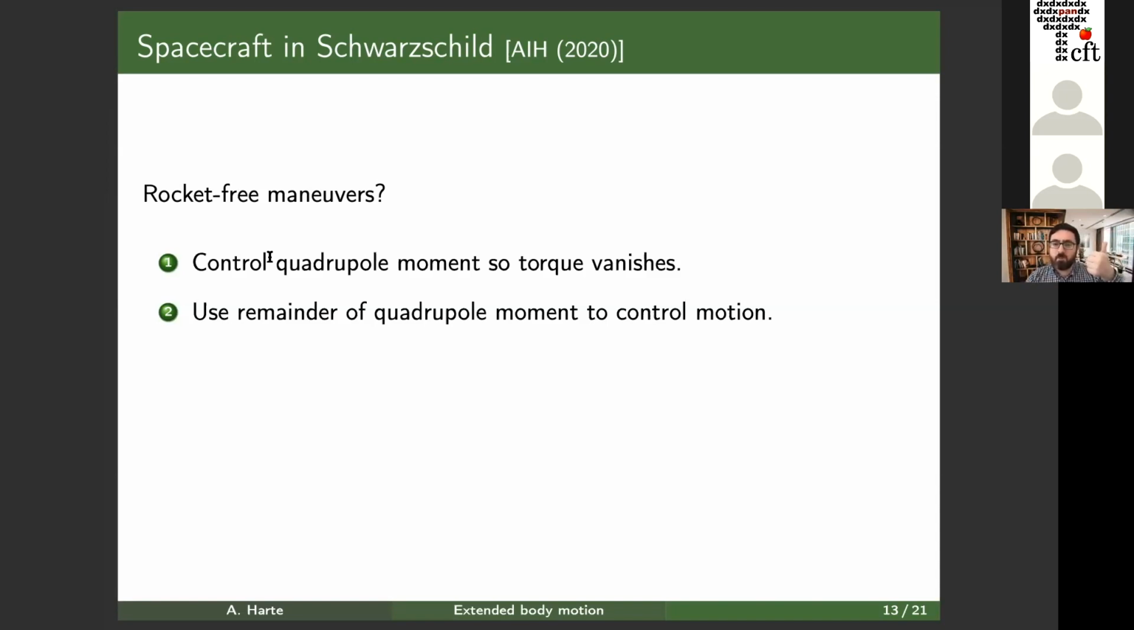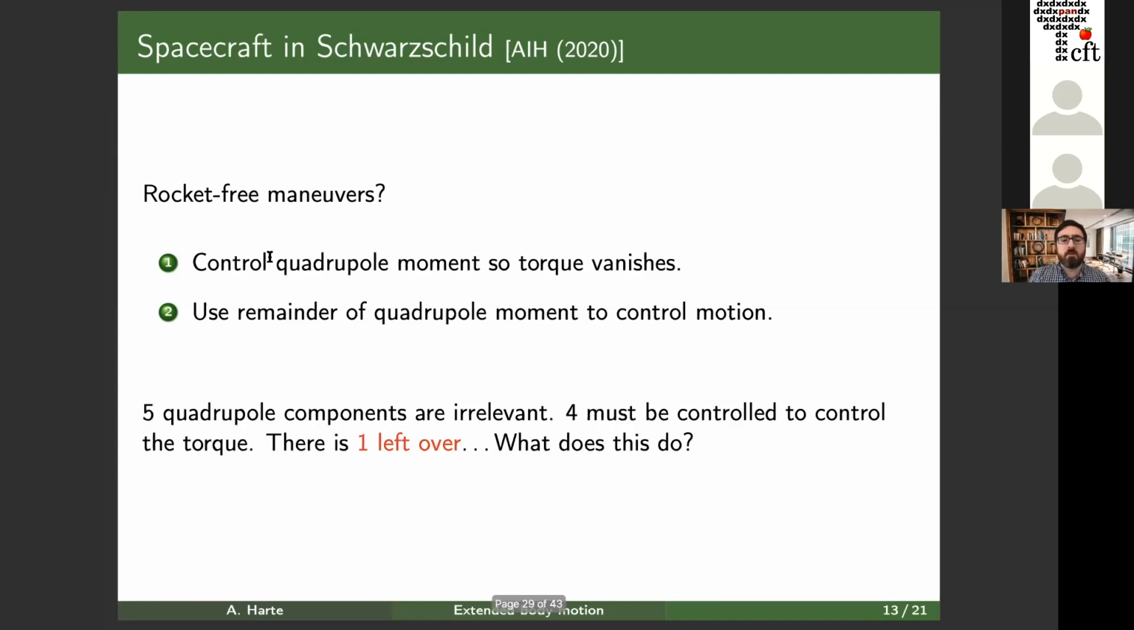So that's step 1. And step 2 is, all right, if you have any freedom remaining to still manipulate your shape, use that to control your motion. All right, this is possible. So I said you start with 10 quadrupole components. It turns out that 5 are irrelevant. You need to control 4 of them to fix the torque. And so now you have 10 minus 9, you have 1 component left over. That one quadrupole component can be used to control your motion.